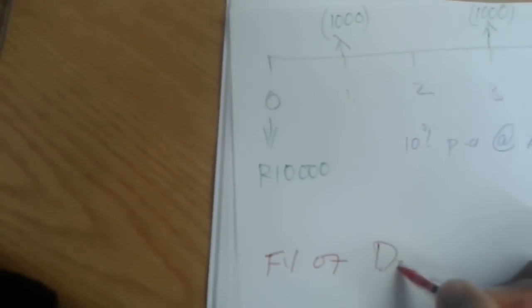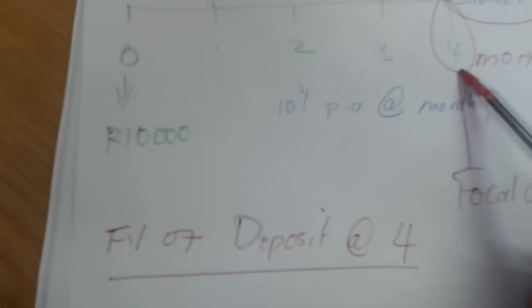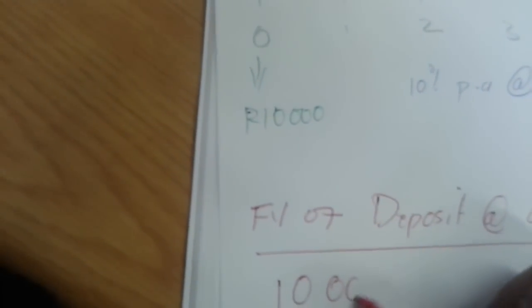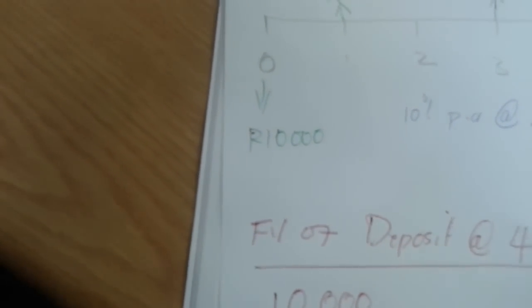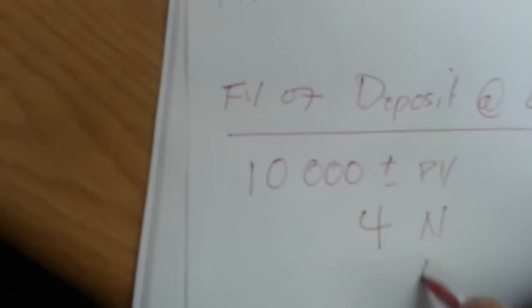Everything to 4. Let's start with our deposit. So calculate the future value of the deposit at the end of month 4. If you have got 2 deposits, again, do the same thing. Do them one by one, but push them all to month 4. So here it is 10,000 plus minus PV. Your N, I think by now you all know, compounded monthly, 4 months, so your N is 4. And your I is 10 divided by 12.